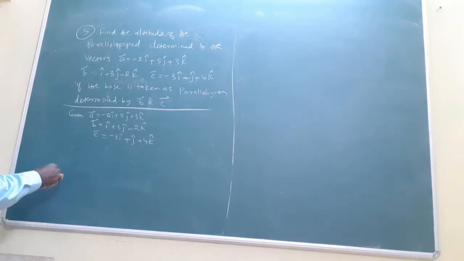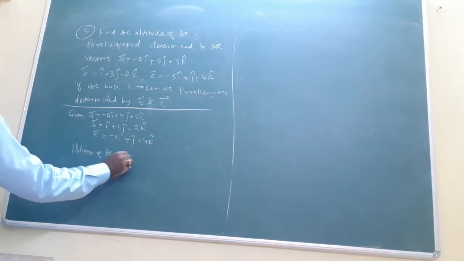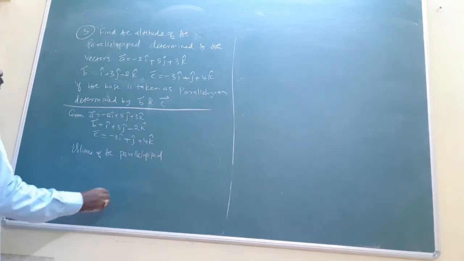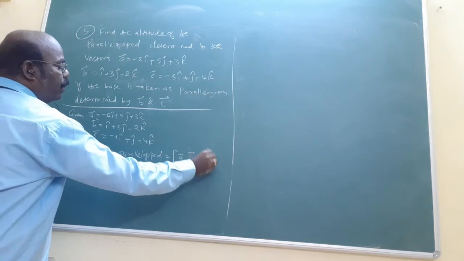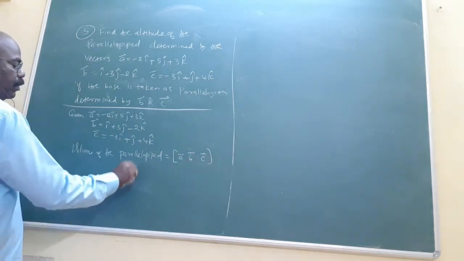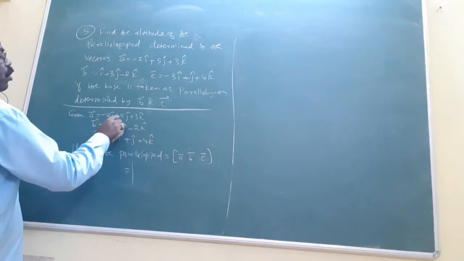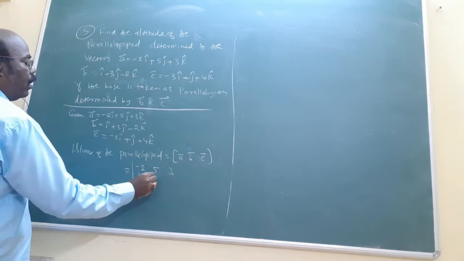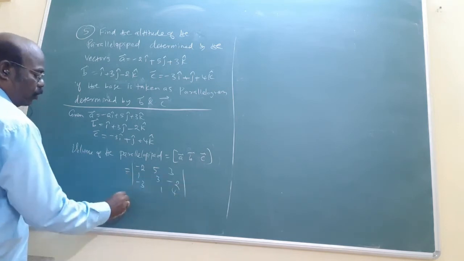Now, first find the volume of the parallelepiped. What I told you? Box product of A comma B comma C is the formula for the volume of the parallelepiped. The 3 vectors, you know. First, the coefficients i, j, k. A vector: minus 2, 5, 3. B: 1, 3, minus 2. C: minus 3, 1, 4. Now expansion.